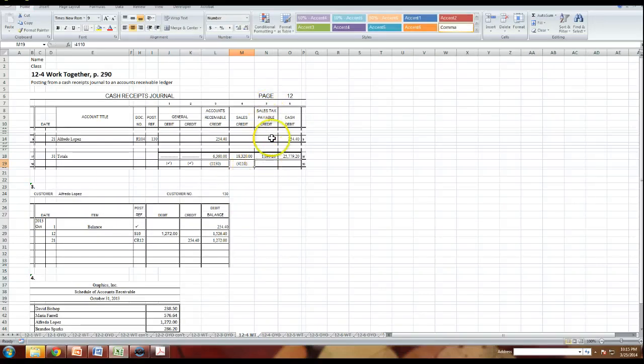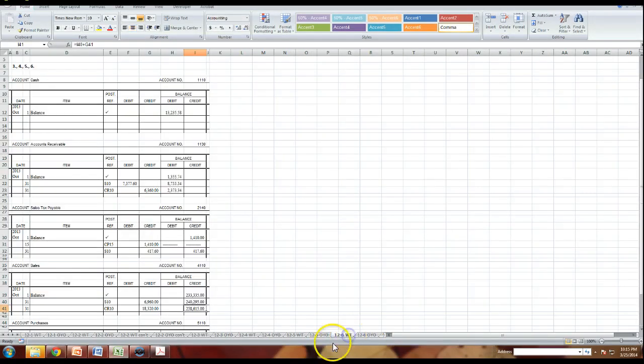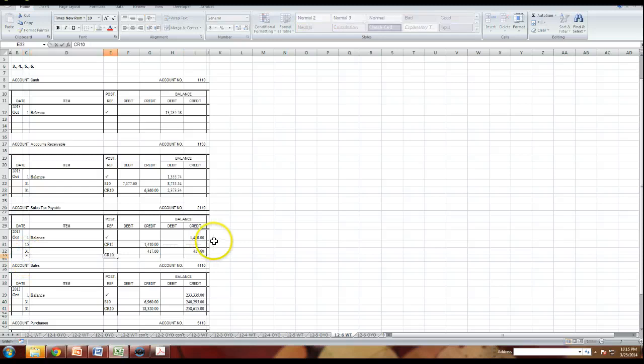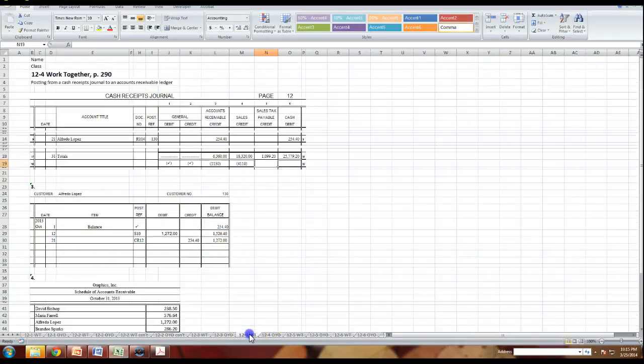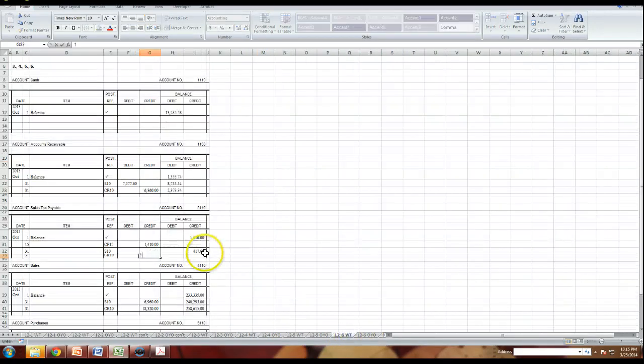Sales tax payable credit, it's 1099.20. Back to our general ledger, sales tax payable. And it seemed to be short a line, but that's okay. I can fix this. So date, page number, credit. I forgot how much it was for, so let's go look at it again. 1099.20. 1099.20. We add 2 credits together.